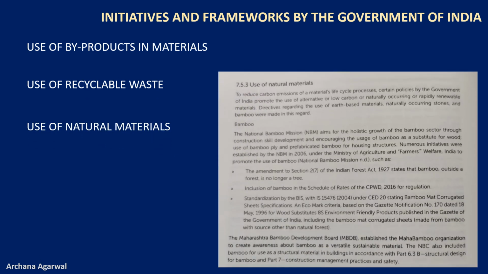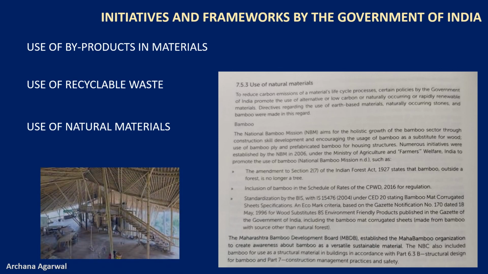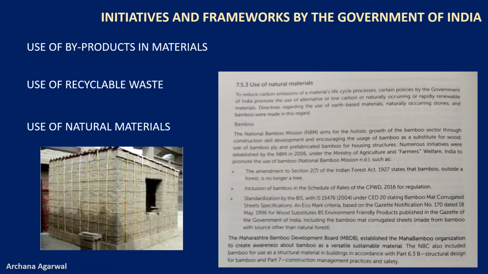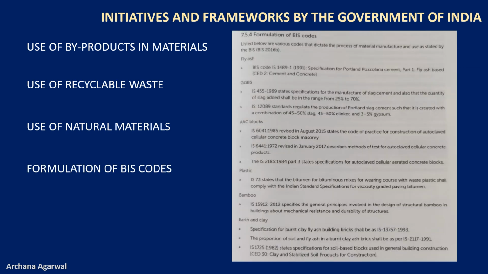Certain policies by the Government of India promote the use of alternative or low carbon or naturally occurring or rapidly renewable materials. Directives are made regarding the use of bamboo, natural stones, and earth-based materials like rammed earth, CSEB blocks, cob, or adobe. Bureau of Indian Standards has formulated codes to dictate the process of material manufacture and use.